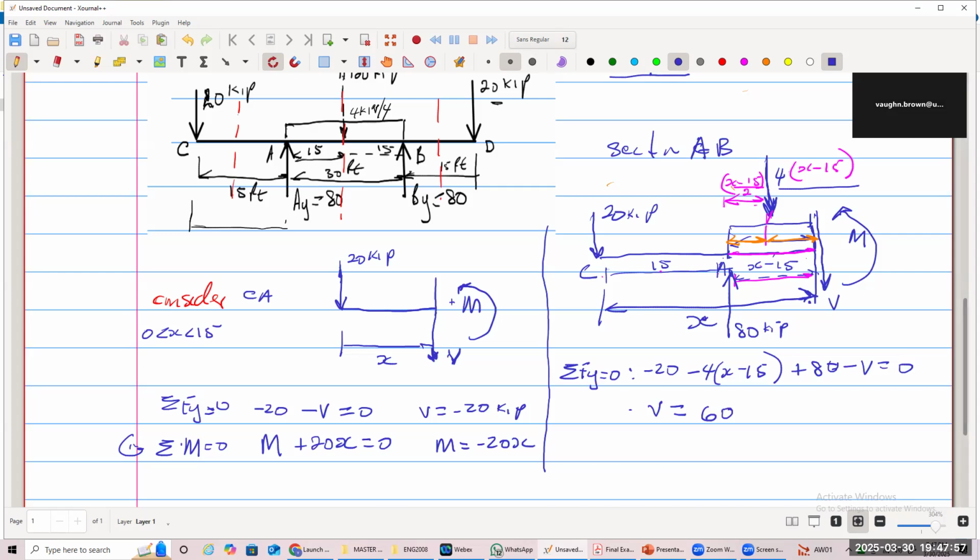60 minus 80 plus minus 120. You bring the V over, you have 60 minus 4 x minus 15. And we don't have to simplify that. We can work with that.